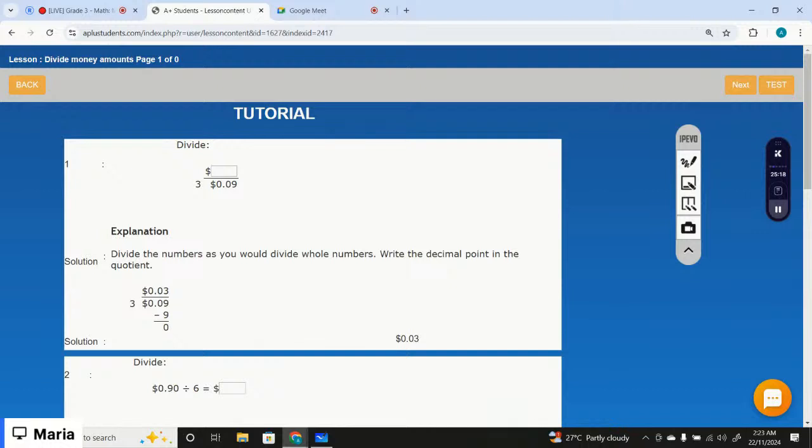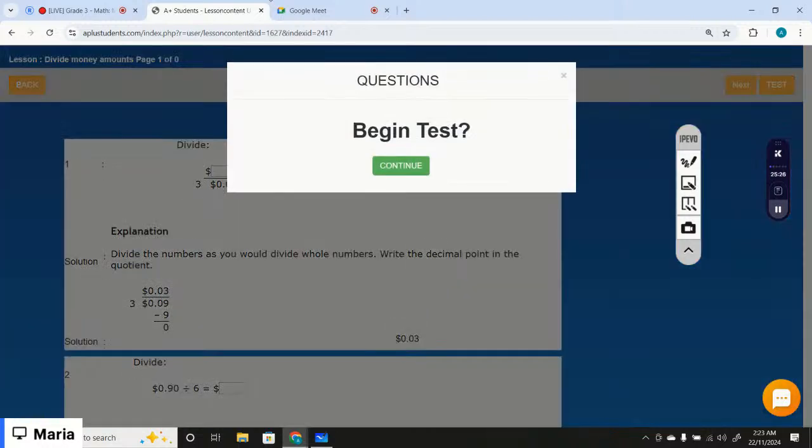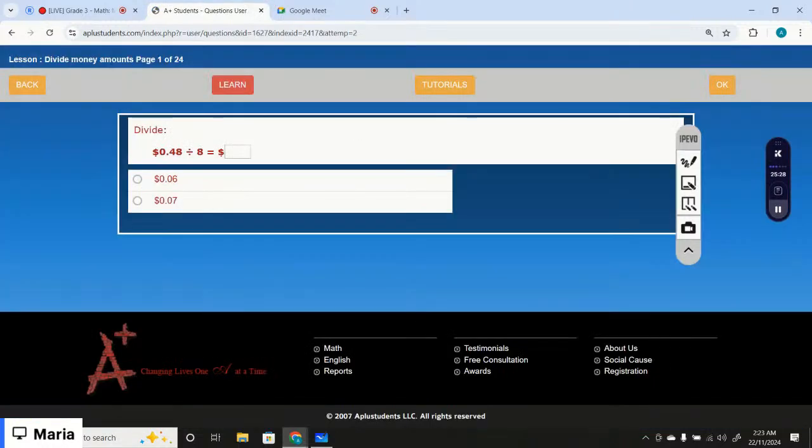The correct option is 0.03, right? You have to divide exactly the same way you divide the numbers. So let's just start with the test questions. 0.48 divided by 8. So which is the correct option?